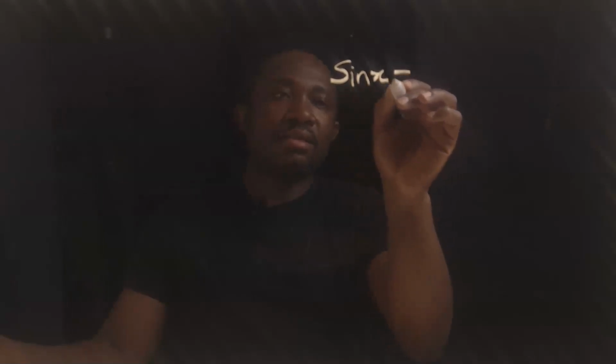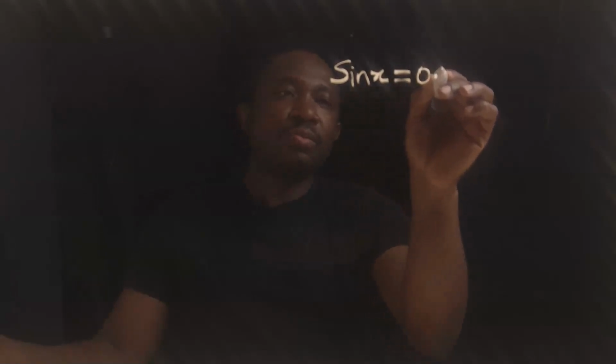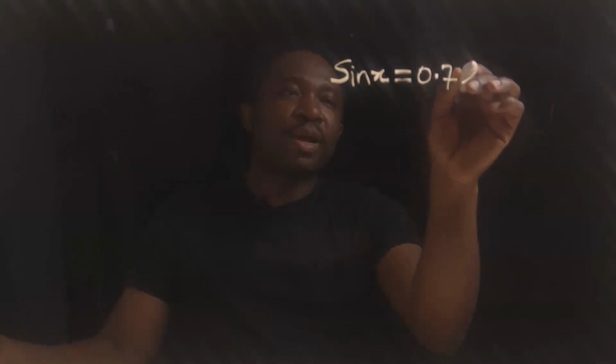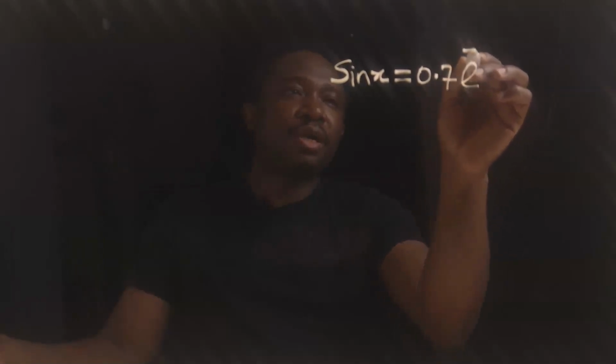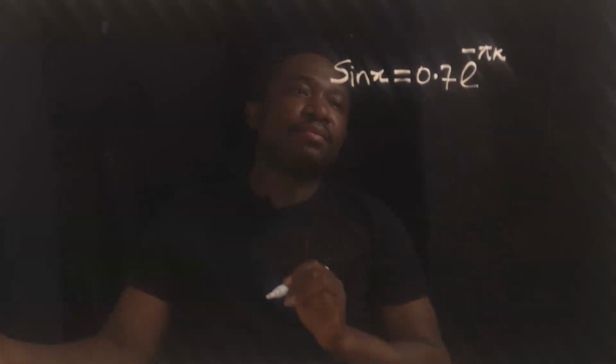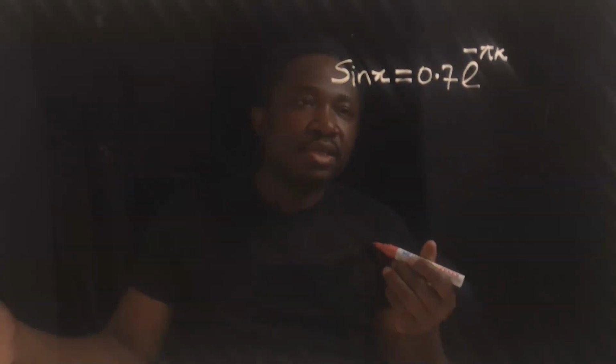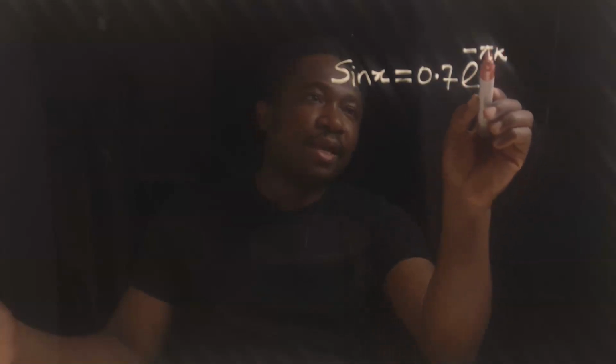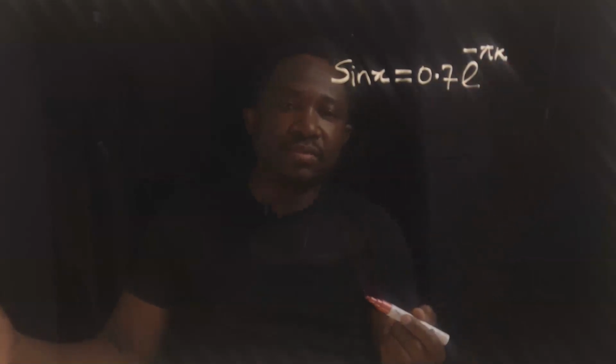In this video, I will show you how to rearrange some complex formulas. Let's consider sine x is equal to 0.7 multiply exponential minus pi k. In this equation, we want to make k the subject.